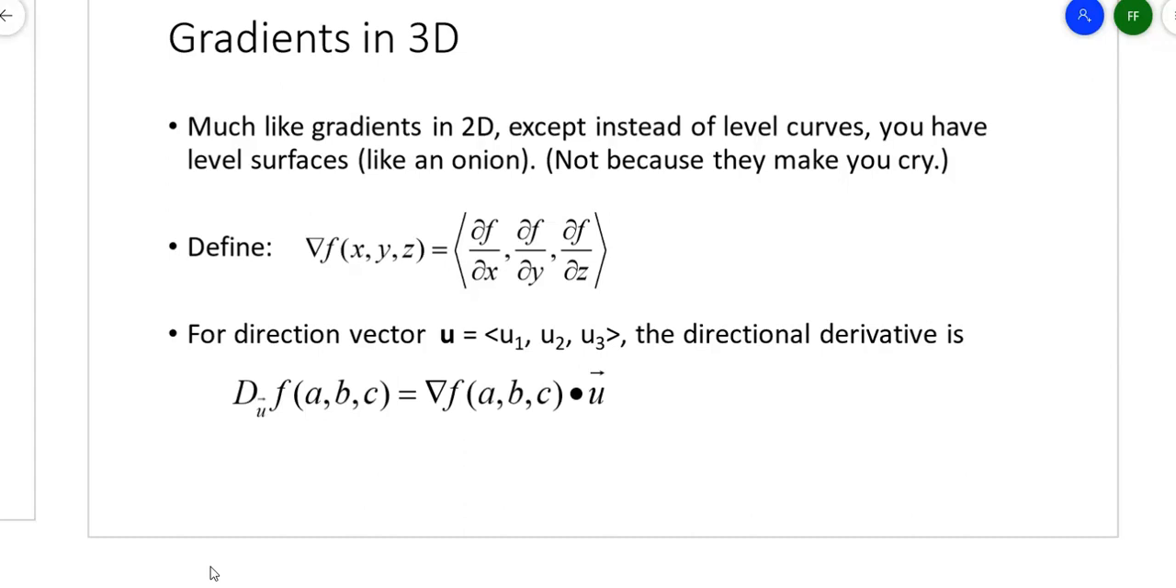You can define the gradient then in 3 dimensions. Partial with respect to x, partial with respect to y, partial with respect to z. And again, your direction vector would then have u1, u2, u3. And your directional derivative would still be the dot product of the gradient and that unit vector that gives you the direction. Good. And that's the end of part 2.